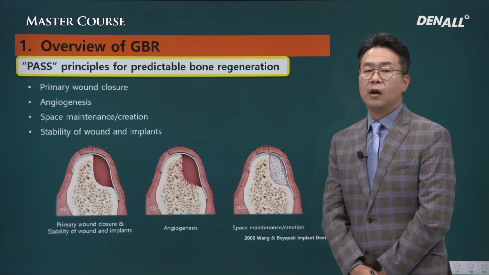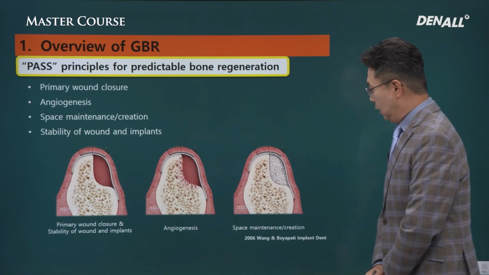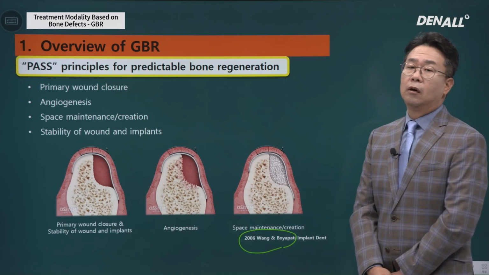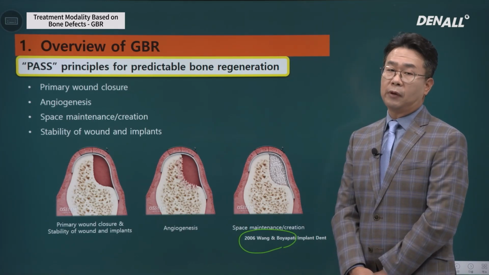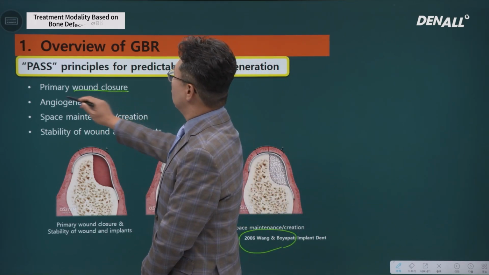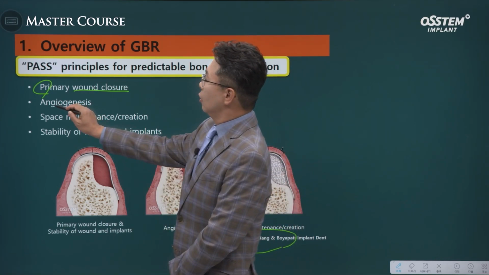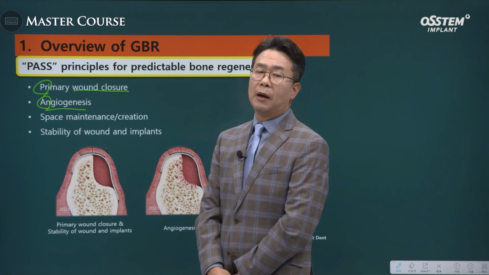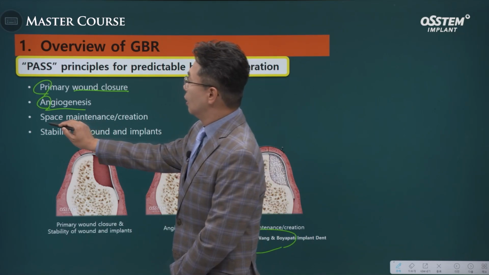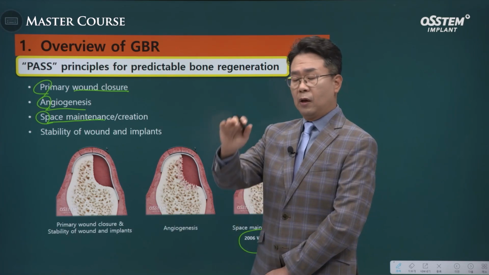To do successful GBR, what kind of principles do we need to abide by? We need to stick with PASS. The name PASS came from the first letter of each factor. This person suggested it. It's very easy to understand, so I referenced it. P came from primary wound closure. A from angiogenesis. We need to secure channel for angiogenesis. Also, S is from space maintenance. We need to use membrane to secure space.